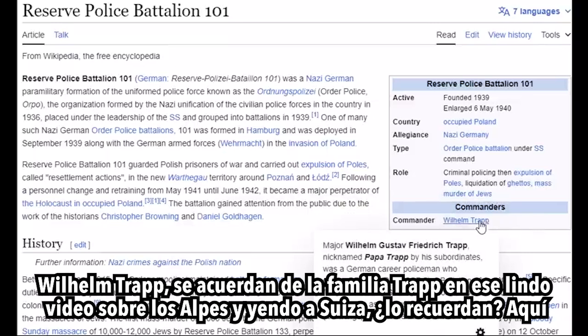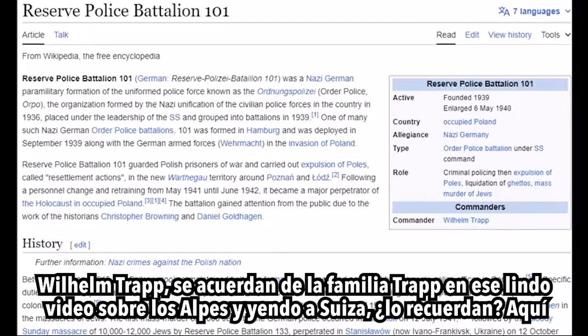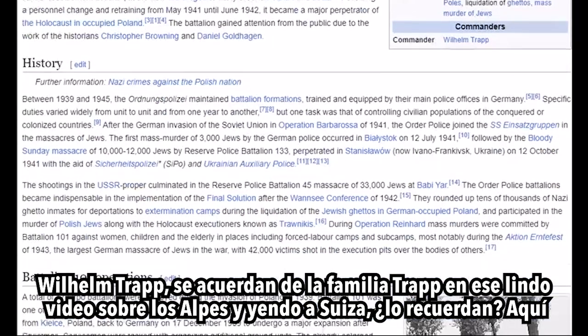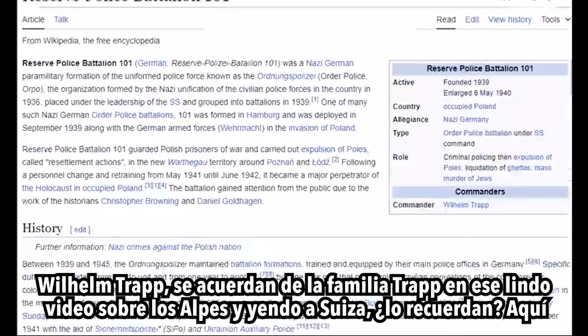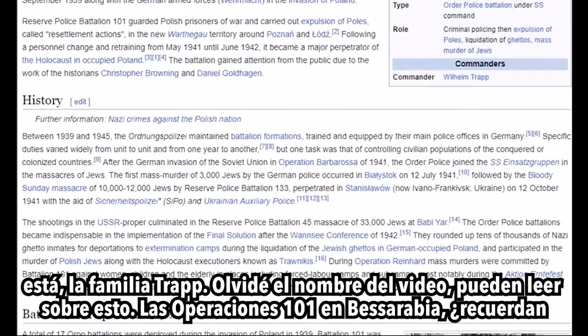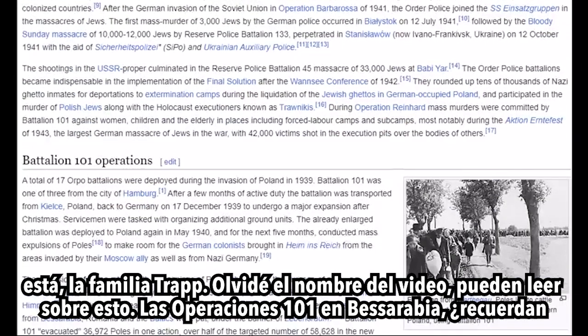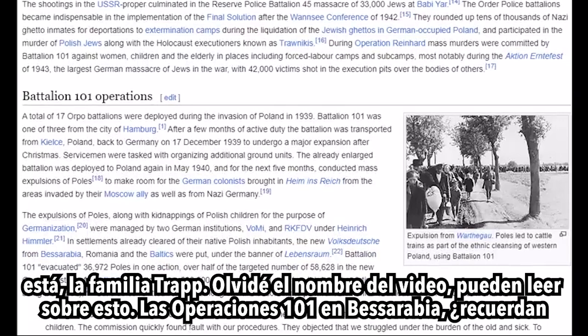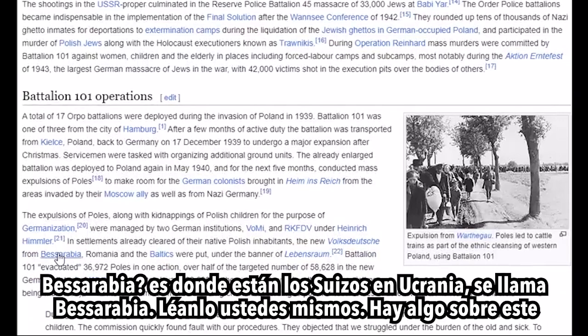Well, you remember the family Trapp in that nice video about the Alps and going to Swaziland. Remember? Well, here he is, the Trapp family. I forgot the name of the video. And now you can read about it. The 101 operations in Bessarabia. Remember Bessarabia? That's where the Swissies are in Ukraine. Eh? It's called Bessarabia.